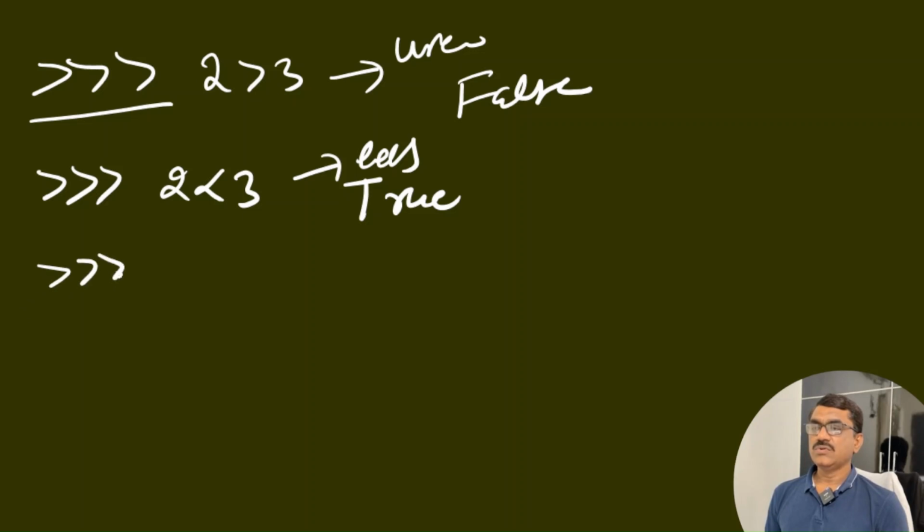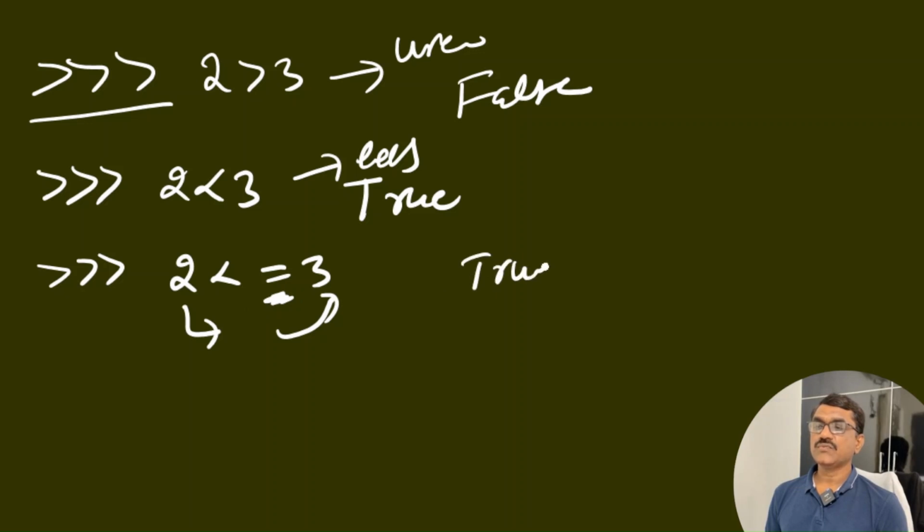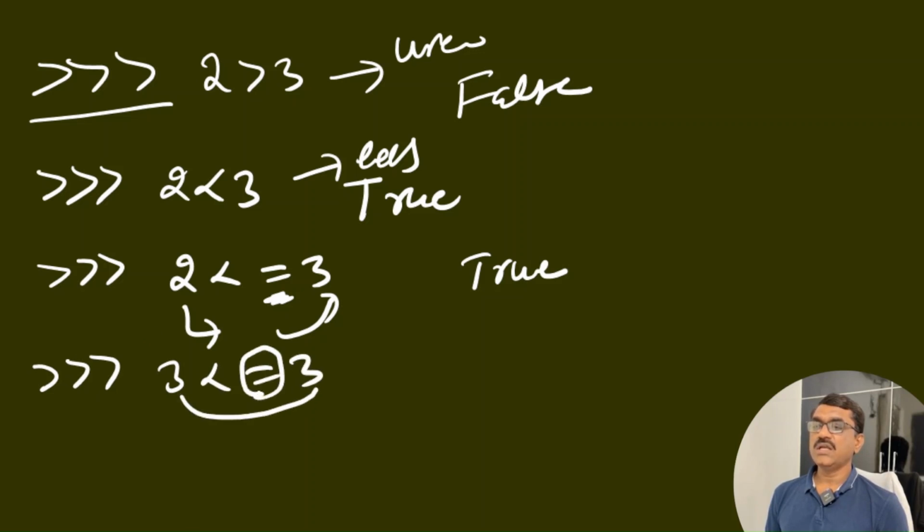Now coming to the third one, less than or equal to. If I say 2 is less than or equal to 3, in this case 2 is less than 3, and at the same time is it equal to 3? No. If any one of the conditions is true, the result becomes true. For example, if I write 3 is less than or equal to 3, actually 3 is not less than 3, but it is equal to 3. In this case also, it is going to give the result true.